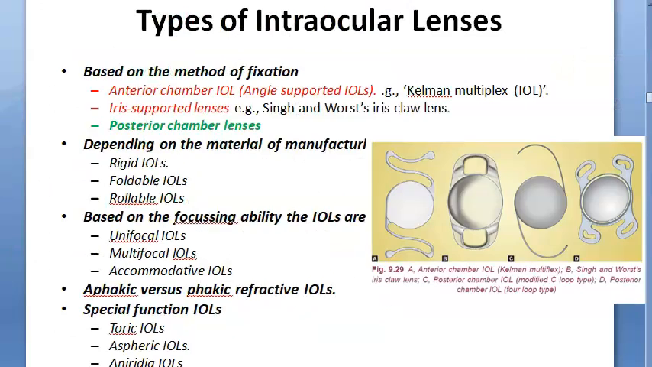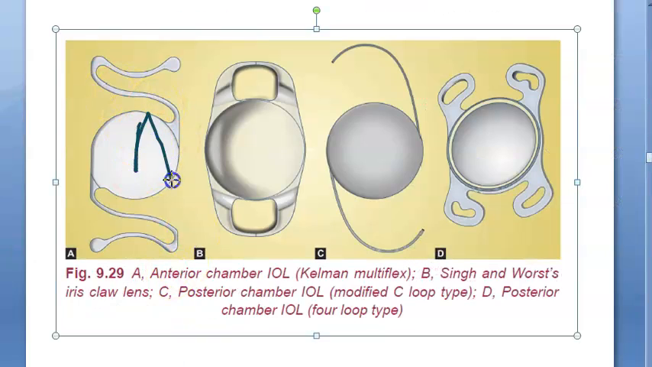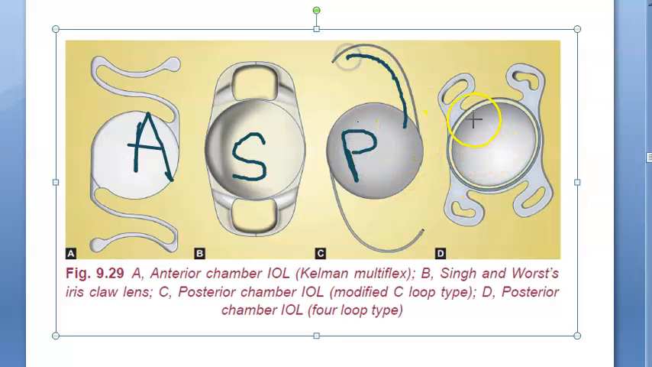So this one is an anterior chamber IOL, Kelman, and this one is Singh and Worst iris claw lens. This is a posterior chamber IOL, modified C loop, and this one is also posterior chamber, quadri loop type. See it like this, okay, quadri loop.